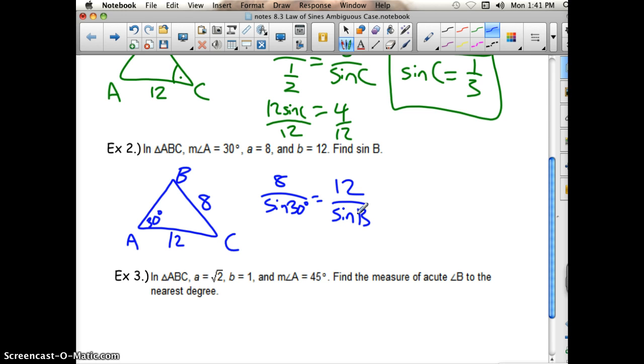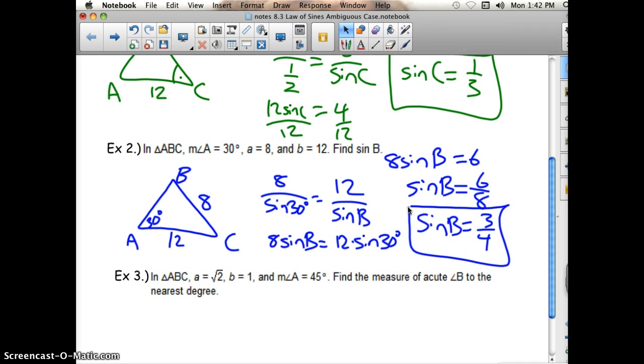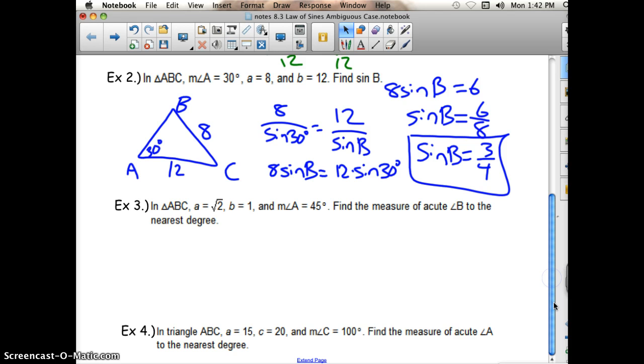All right? So that's going to wind up being 8 sine B equals 12 times sine 30. Now, sine of 30 is 1/2. I hope you know that by now. If not, you can use your calculator or your triangles. So half of 12 is 6, and that equals 8 sine B, which gives me sine B is equal to 6/8, or sine B equals 3/4. There we go. I like the reduced fractions myself. All right. So far, so good.